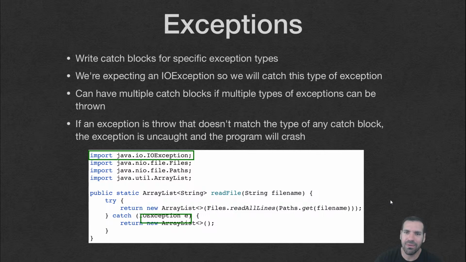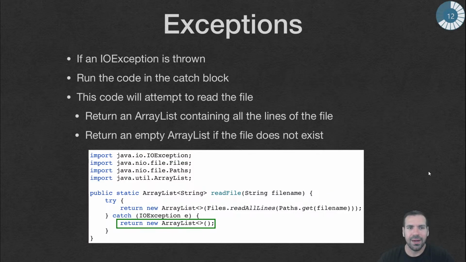And if an exception was thrown and the type of that exception doesn't match any of your catch blocks, so if this throws a divide by zero error, for example, and I don't have a catch block for that, it's still going to crash the program. But I am catching IO exceptions, so IO exceptions aren't going to crash my program. So we're going to handle the error gracefully. IO exception thrown, return an empty array list.